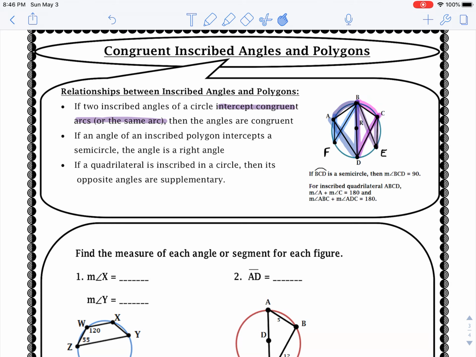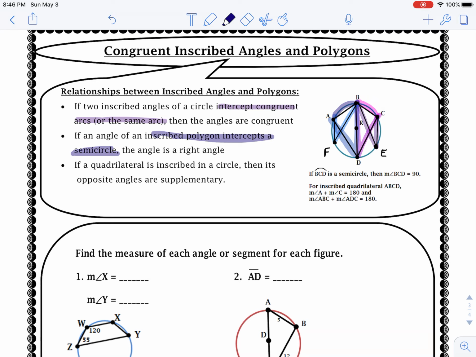If an angle of an inscribed polygon intercepts a semicircle, then the angle is a right angle. That makes sense. If we have a semicircle, half of a semicircle is 90 degrees.